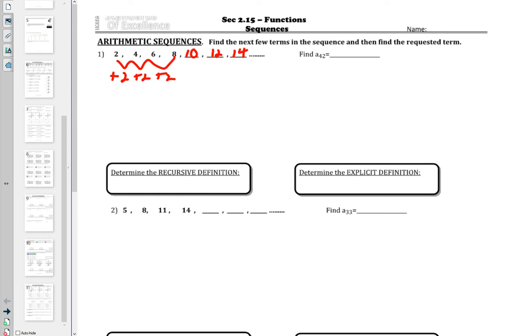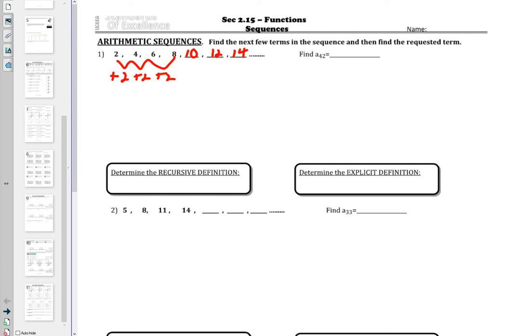What do they want me to find next? Yeah, the 42nd term in the sequence. Right now I have 7 so far. They want me to find the 42nd. Which means if I were to continue finding terms recursively, just going from one to the next, it's going to take me about 35 more times. I really don't feel like doing that.